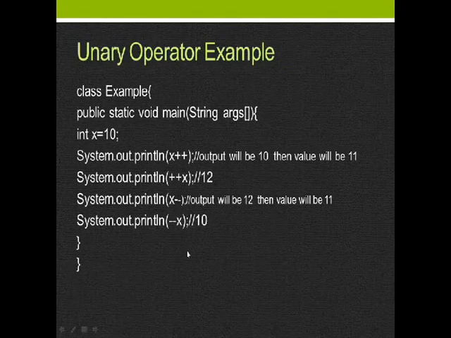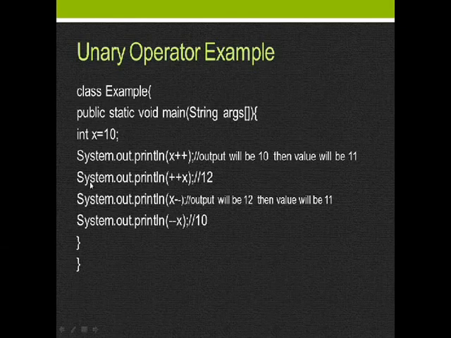Now this is an example of unary operators. What is a unary operator? Let us see with an example. Here we have declared x as an integer and assigned the value 10 to x. Now x++ means the output will be 10, and then x will be increased by 1. This x++ means x equals x plus 1. The output will be 10, then the value will be increased to 11.